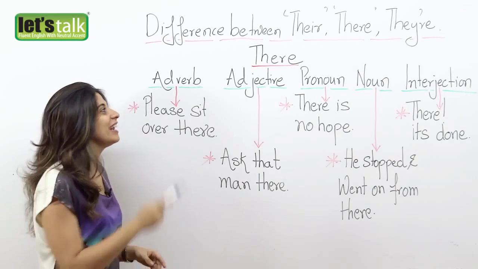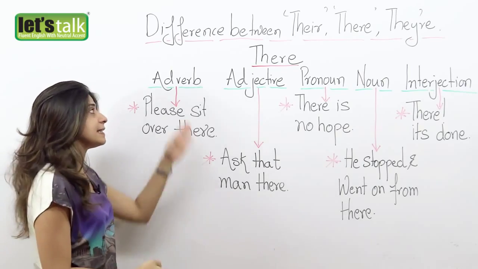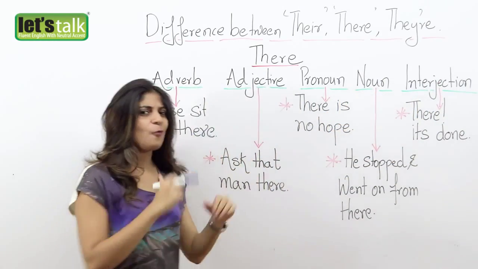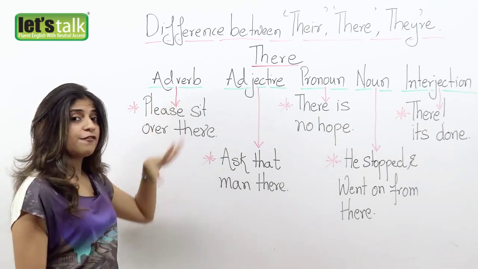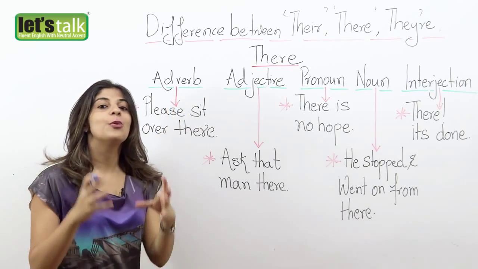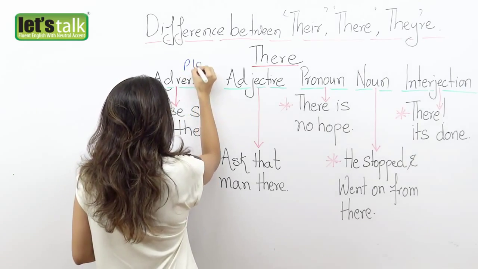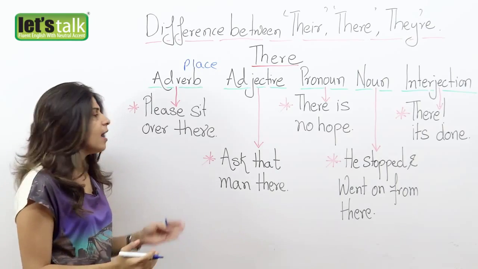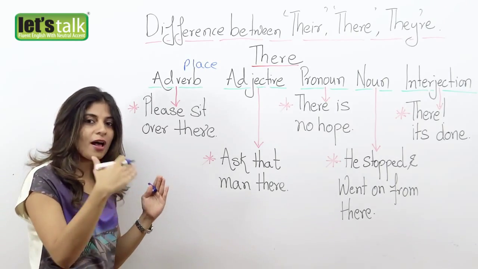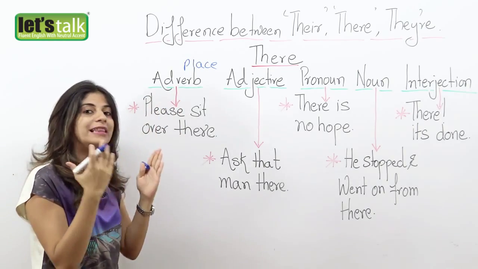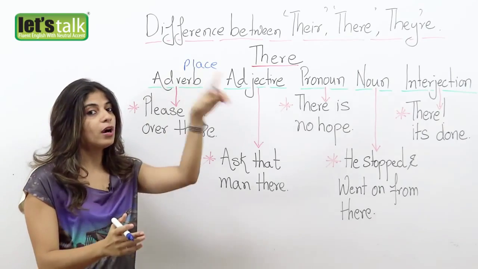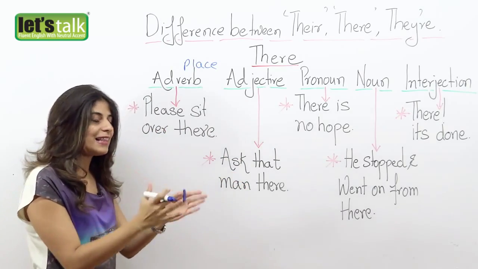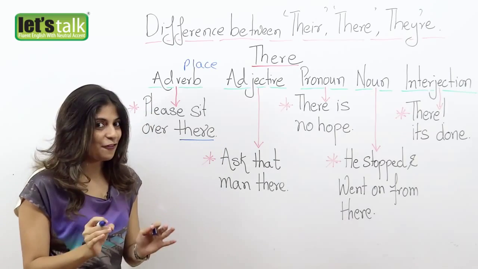Now let's have a look at the word there. Now there functions as an adverb, as an adjective, pronoun, noun, and interjection. So let's see how we use the word there. Now when there functions as an adverb, it refers to a place. And in fact, it's the opposite of the word here. For example, when you say, you can sit over here. So rather than saying the word here, of course, when you have to use the word there, you would say that you can sit over there. Or please sit over there. So it's referring to a place. And that's when we are using the word there as an adverb, right?